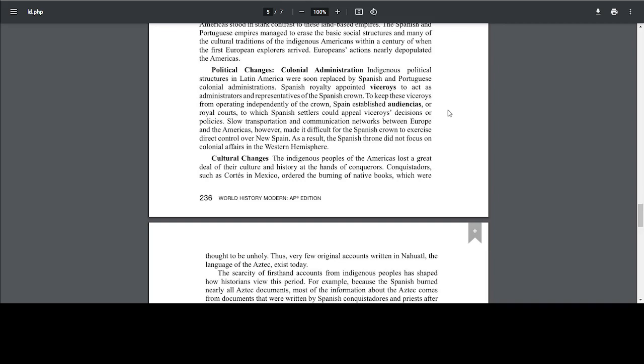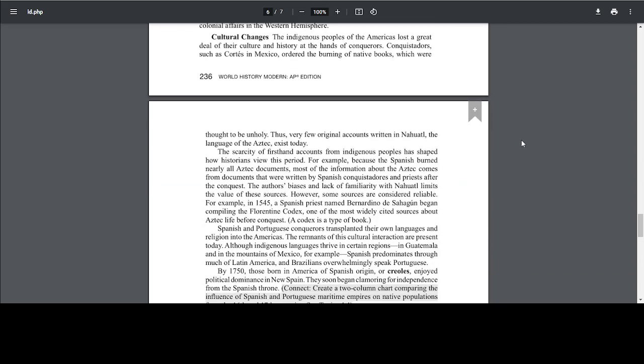Slow transportation and communication networks between Europe and the Americas, however, made it difficult for the Spanish crown to exercise direct control over New Spain. As a result, the Spanish throne did not focus on colonial affairs in the Western Hemisphere.